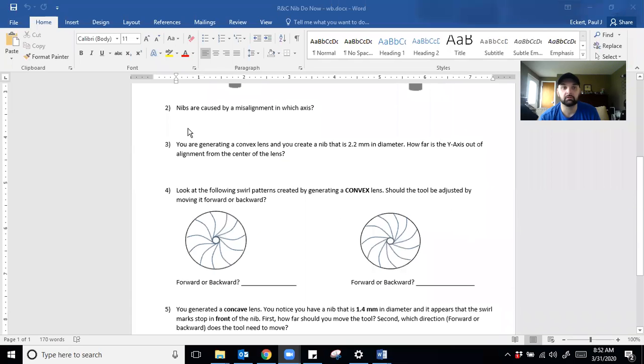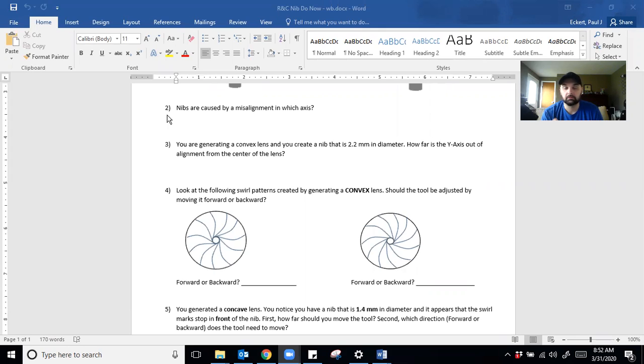So now I'm going to clear that. I'm going to scroll down. Number 2, nibs are caused by misalignment in which axis? What axis was I just talking about? The y-axis. Very good. Now the nibs are something we talked about. I'm going to give you a little reminder on how you diagnose a nib. Remember, there are two things we look for when we have a nib on a curve generator: the size of the nib, how big, the diameter, right?